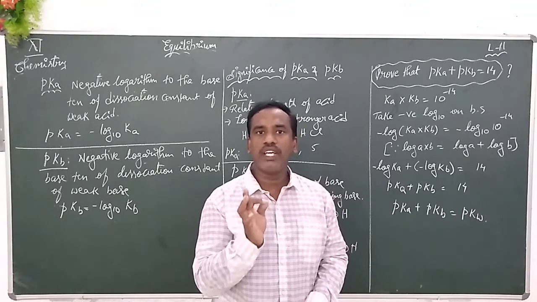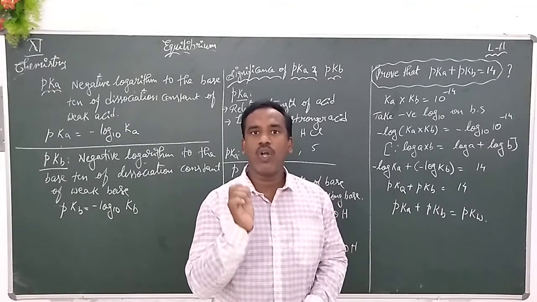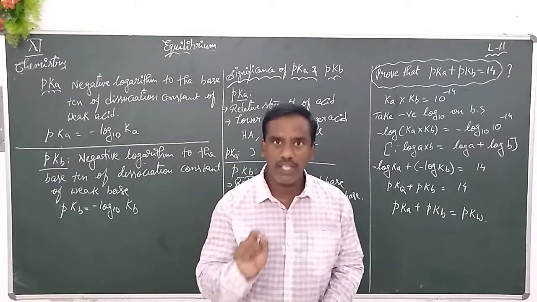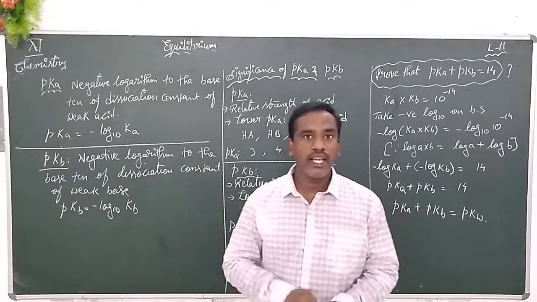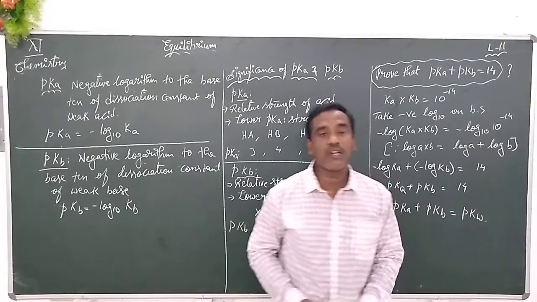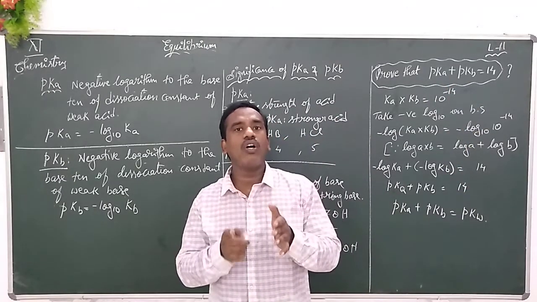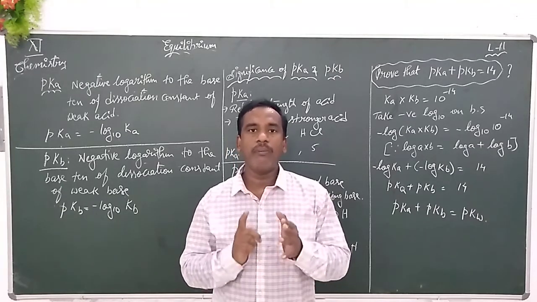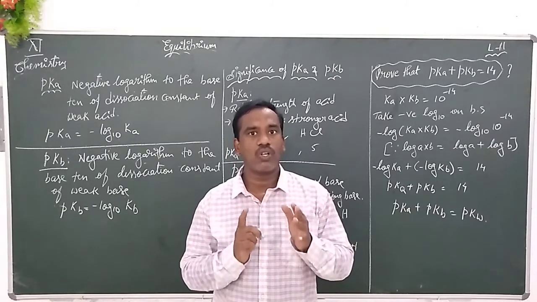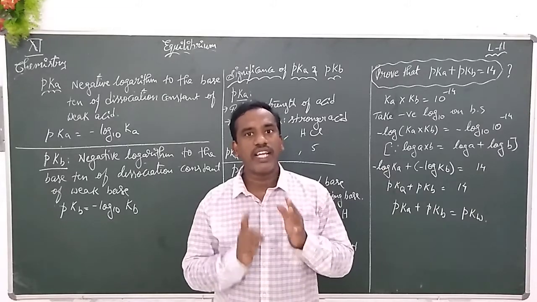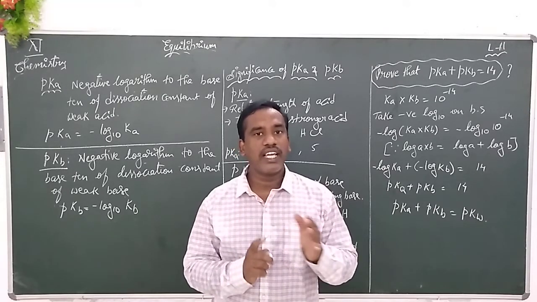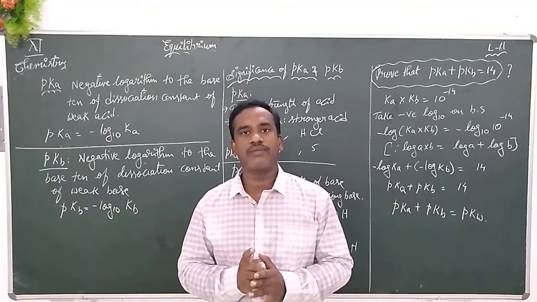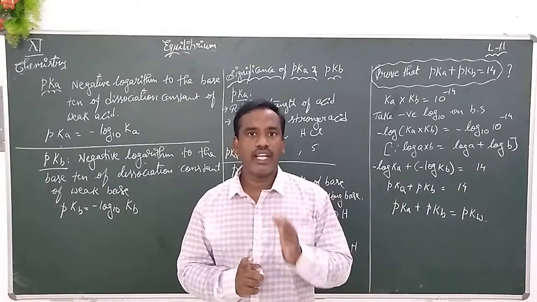Whenever you have the pH, what is the definition once again? Negative log to the base 10 of the concentration of the H plus ion. Similarly here, pKa is equal to negative log to the base 10 of the Ka value, meaning the acid dissociation constant, the dissociation of the weak acid. Once again, pKa is equal to negative logarithm to the base 10 of the Ka value.